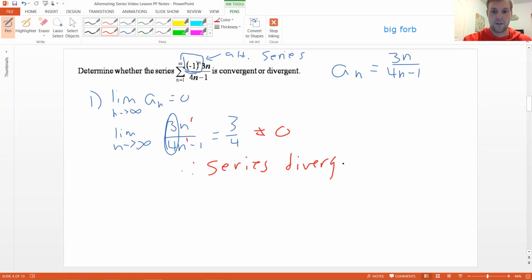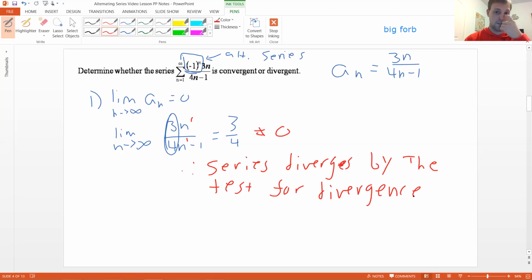Now, here's the part that's interesting with this, and I just want to make sure if this pops up on the final exam, you don't get it wrong. The series diverges not by the alternating series test, but by the test for divergence. It's kind of weird. I know you're starting off by doing step 1 of the alternating series test, but if step 1 doesn't work, technically what you did is you showed it was divergent by the test for divergence. So that's what you're supposed to say, not the alternating series test.